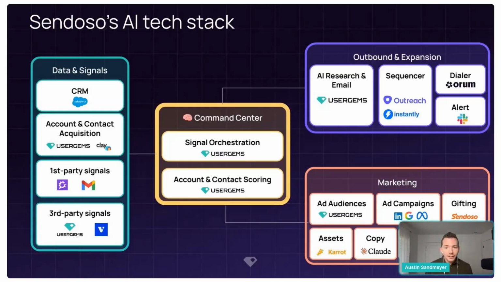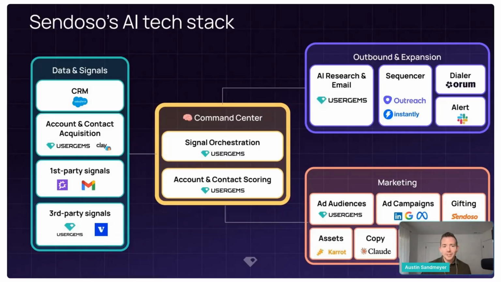Outreach and Instantly are both some of our sequencers. We also use Gong. We also use Smart Lead. Really, it's pick your flavor. I don't think there's a massive opinion. I'm happy to chat more if you want. Our dialers, Orum, our amazing outbound team is rocking it over at Orum there. As I chatted earlier, we use alerts for Salesforce for some of our other things. Ad audiences is UserGems. And then we have gifting, obviously, with Sendoso.